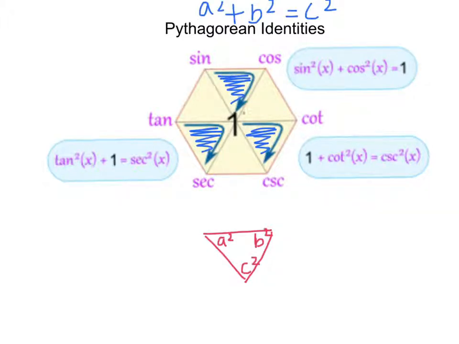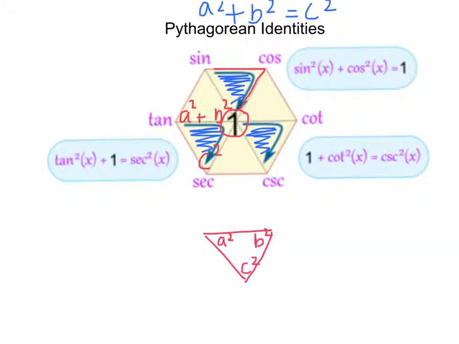So 1 is only c for this top triangle. For the next triangle, we have a squared, so that's tan squared. A squared plus b squared, so 1 is now the b. And since 1 squared is still 1, we don't put the square on it. And that's going to equal c squared. So in this one, you have your a squared here, plus your b squared here, and c squared at the bottom.